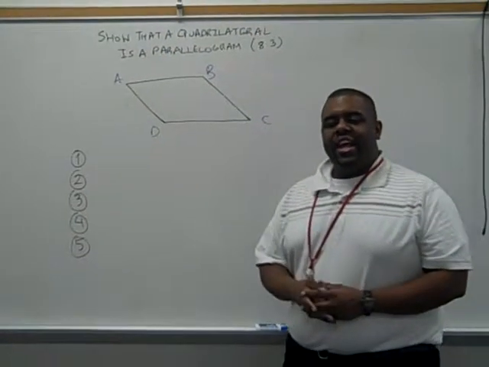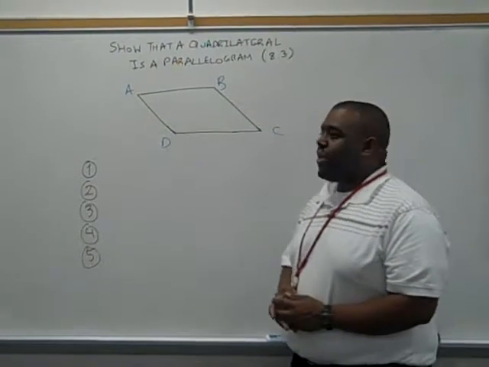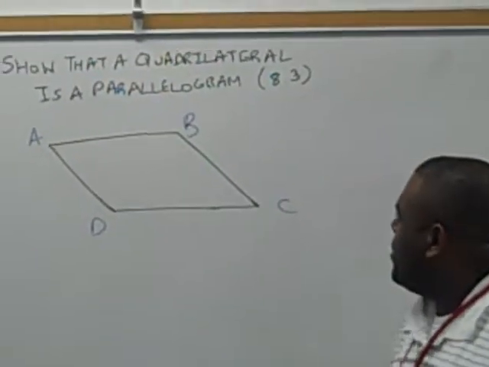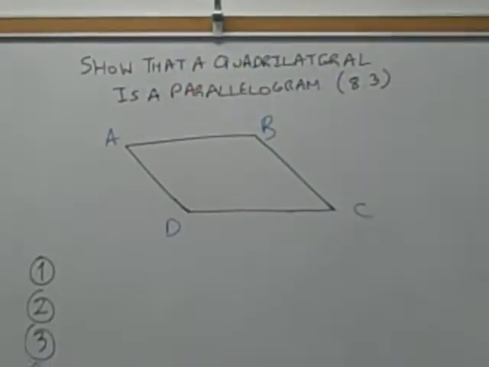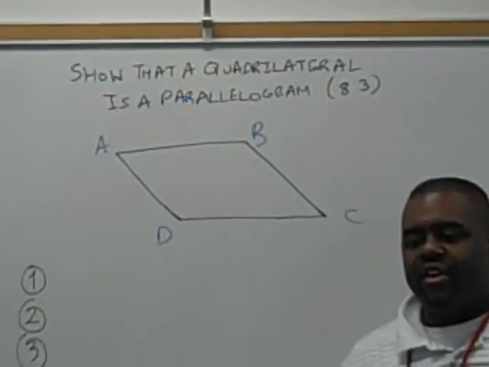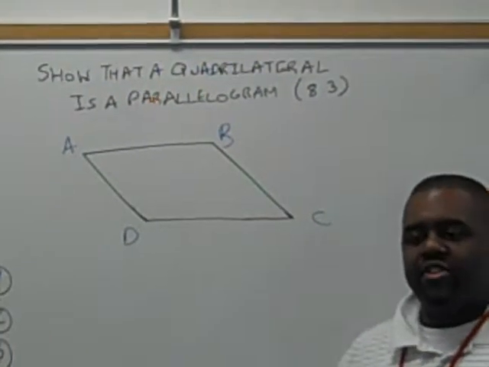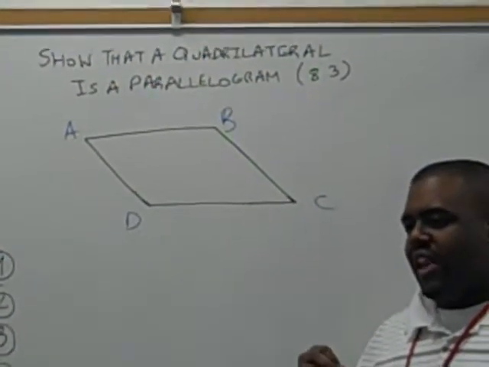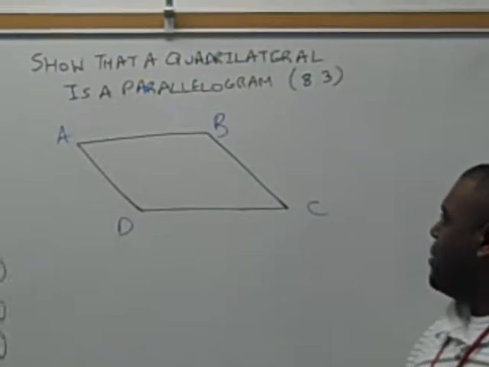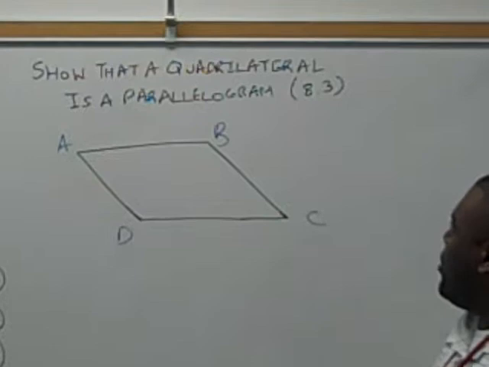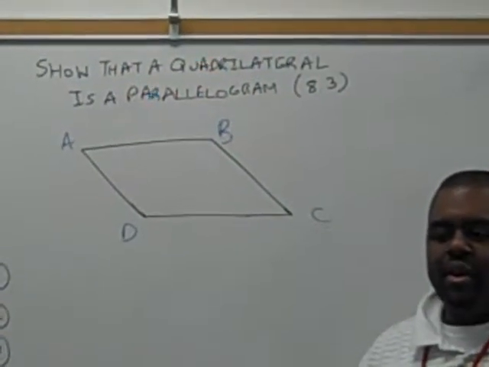Okay, today we are learning about how to show that a quadrilateral is a parallelogram, section 8.3. Yesterday we learned about the properties of the parallelogram. But what happens if we don't know if the parallelogram is indeed a parallelogram? We just know it's a quadrilateral, but we don't know if it's indeed a parallelogram.